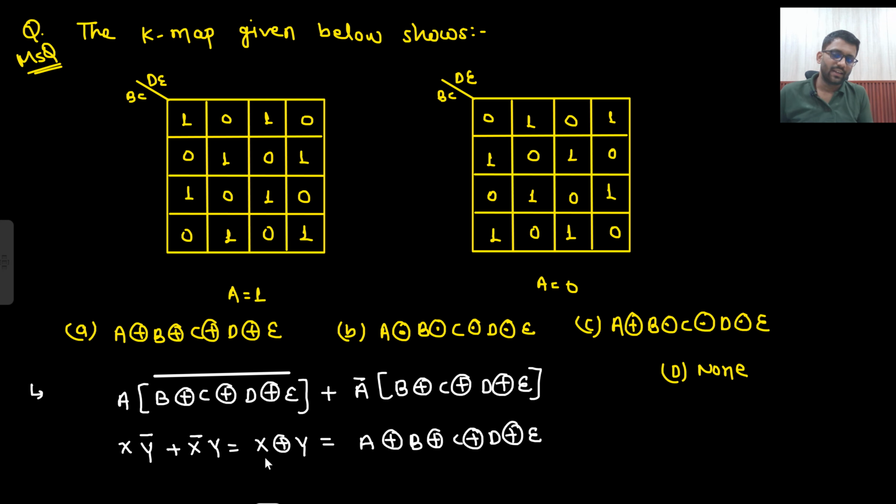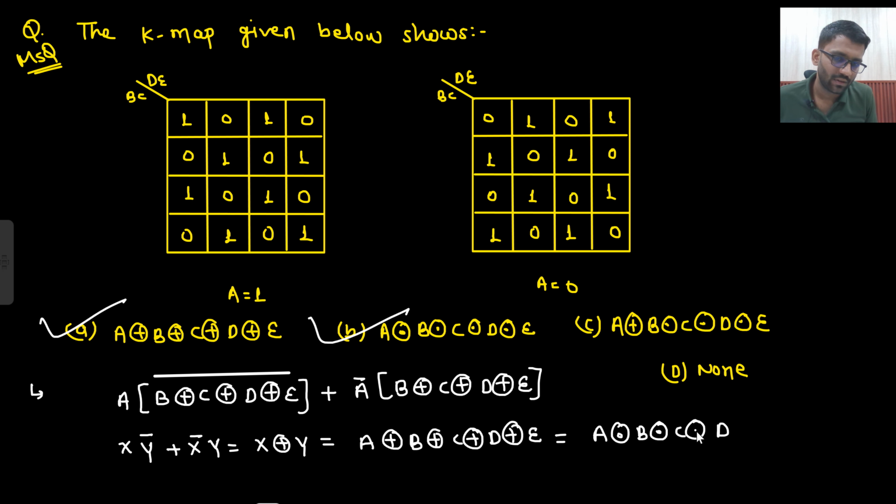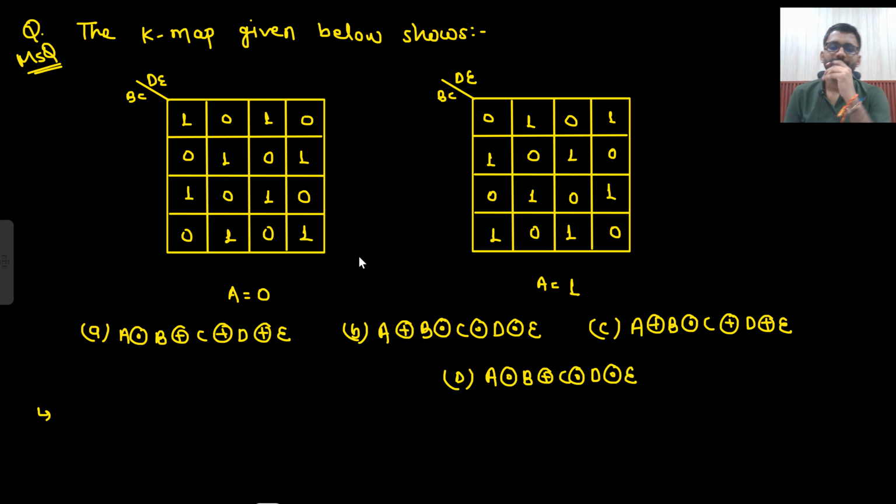Right? X is A and Y is this one. So X Y bar plus X bar Y. So A XOR B XOR C XOR D XOR E. So this is what we are getting, and this is same as this one. Say yes or no? Both are same thing only, no? Because these are 5 variables, 5 variables will be the same. So this is the same as this. Okay, so that is the answer we are getting. Okay, let's check this question.